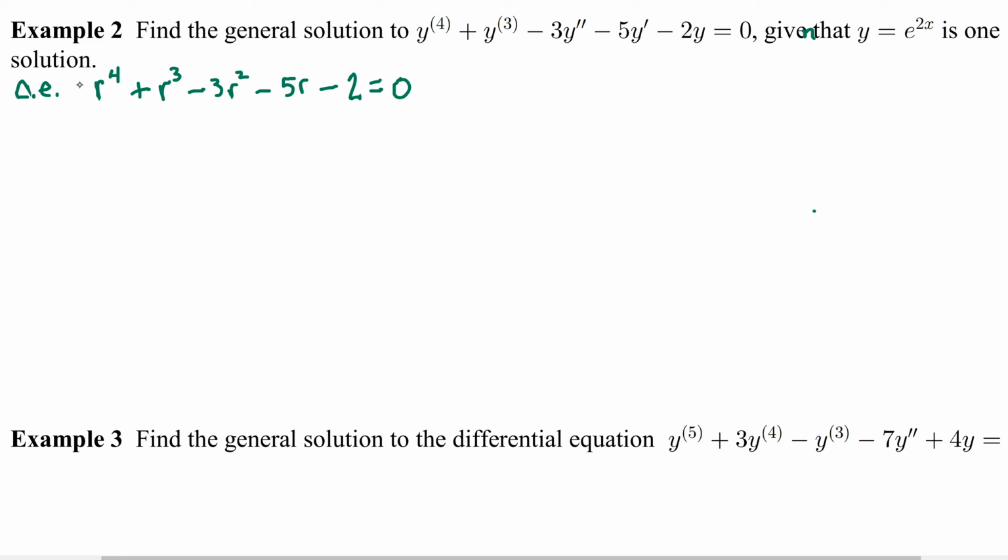Now, this is a fourth degree polynomial equation, and it doesn't look like it would factor by grouping or any other traditional method. But we do have one clue that e to the 2x is one solution. Well, if e to the 2x is one solution, and I look at the coefficient of x, we could see that 2 is one root of the characteristic equation.